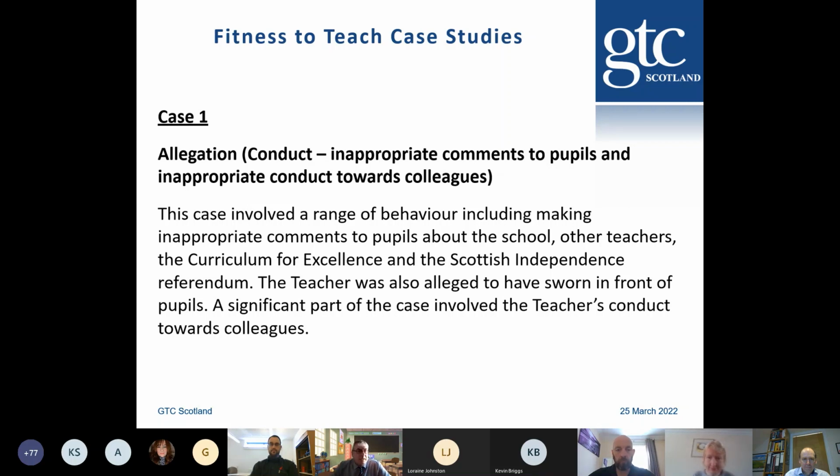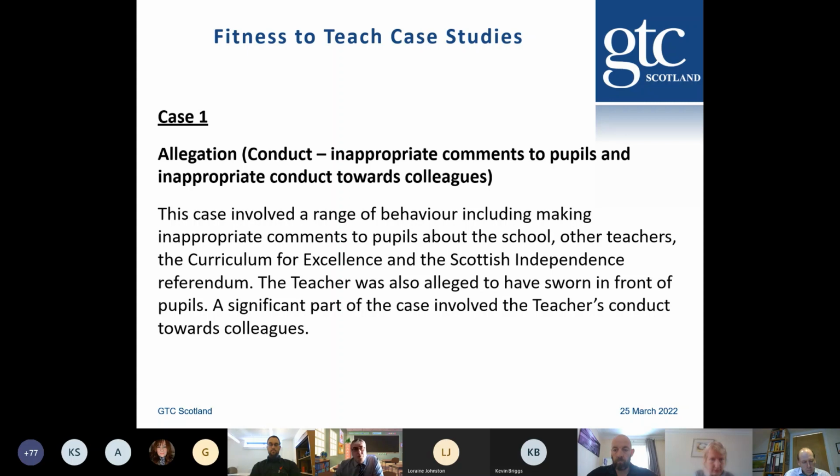Okay, first case study. So this was to do with inappropriate comments to pupils and inappropriate conduct towards colleagues. The case involved a range of behaviour including making inappropriate comments to pupils about the school, other teachers, the Curriculum for Excellence, and the Scottish Independence Referendum. The teacher was also alleged to have sworn in front of pupils. A significant part of the case involved the teacher's conduct towards colleagues.